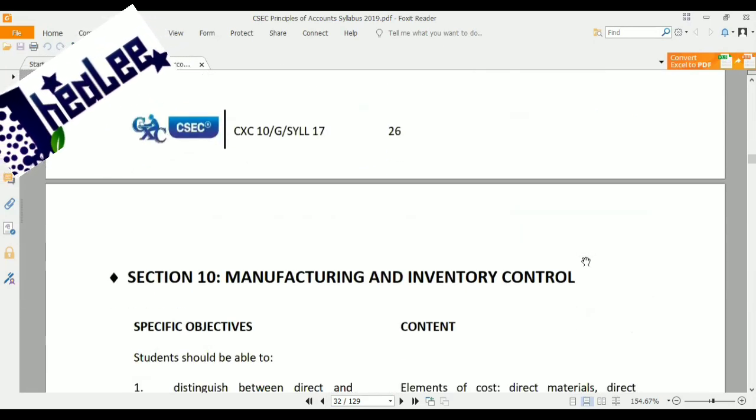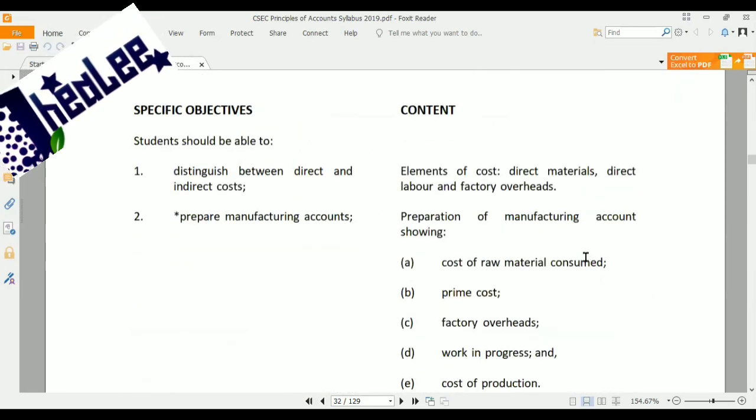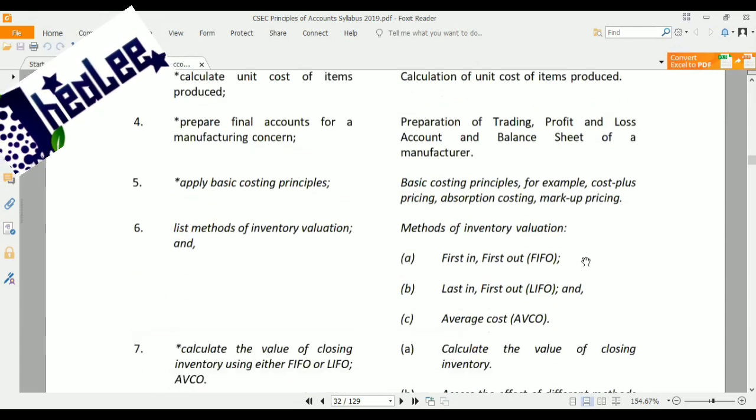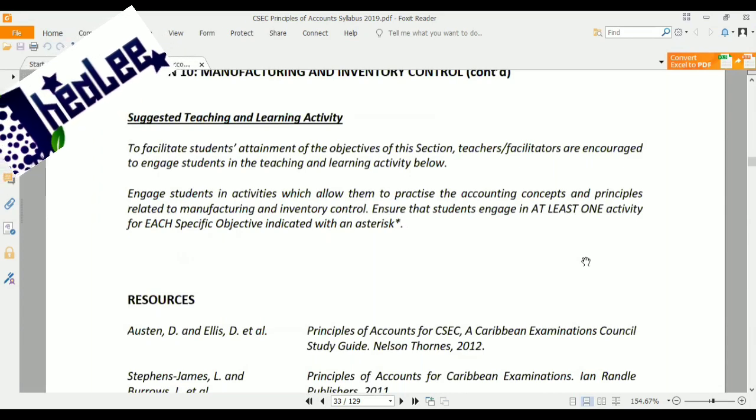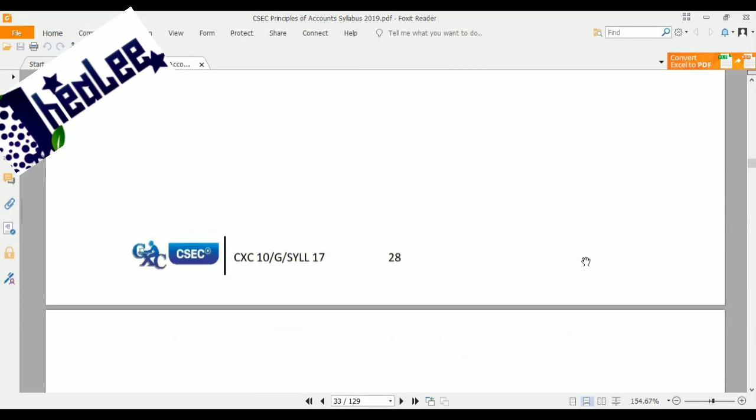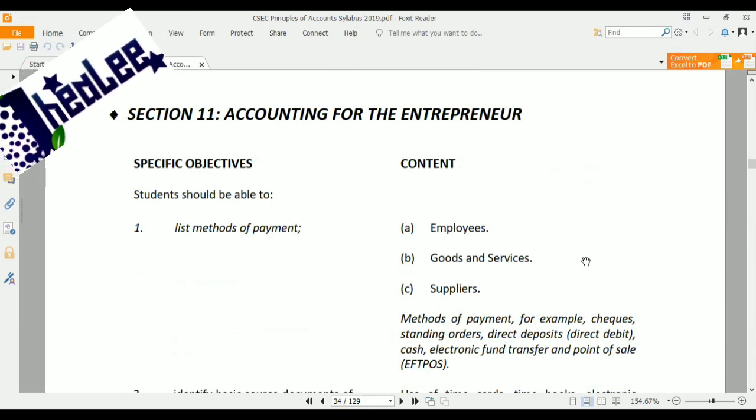You just see manufacturing account, it is not there on the exam as a major topic, but you need to know it for your multiple choice. So remember, those topics that are not on the list of major topics for paper 2, you need to know them for your multiple choice. So we're at accounting for the entrepreneur.